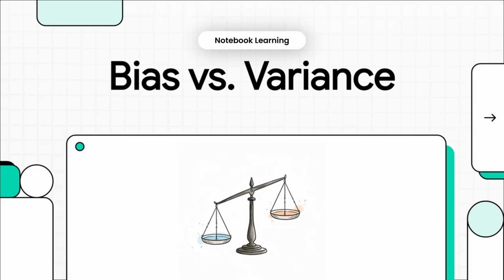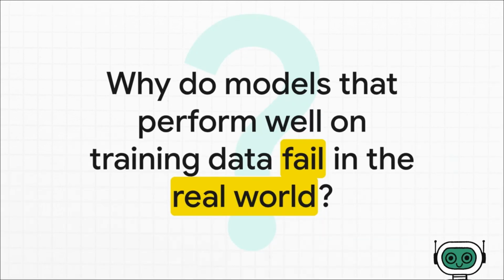You've probably been there. You spend weeks building a machine learning model. The tests look great, but the moment it sees real-world data, it just doesn't work. It's one of the most common frustrations in this field. So why does that happen? Why is there such a huge gap between how a model performs in training versus how it performs in reality?